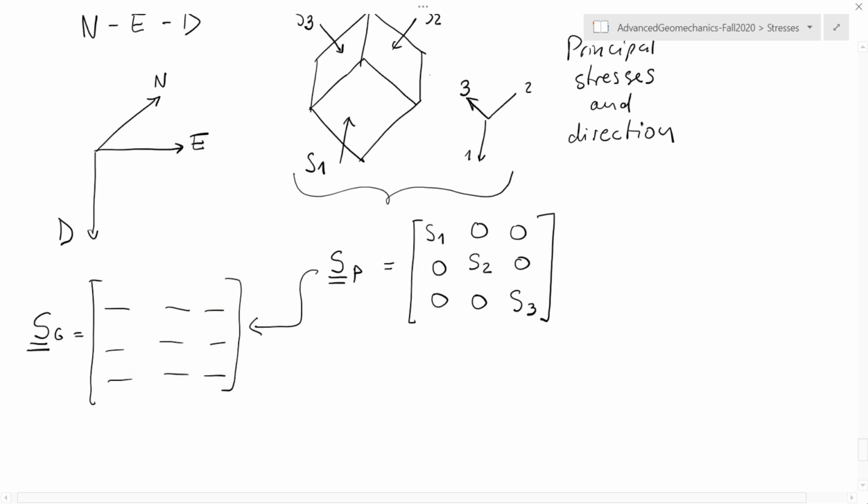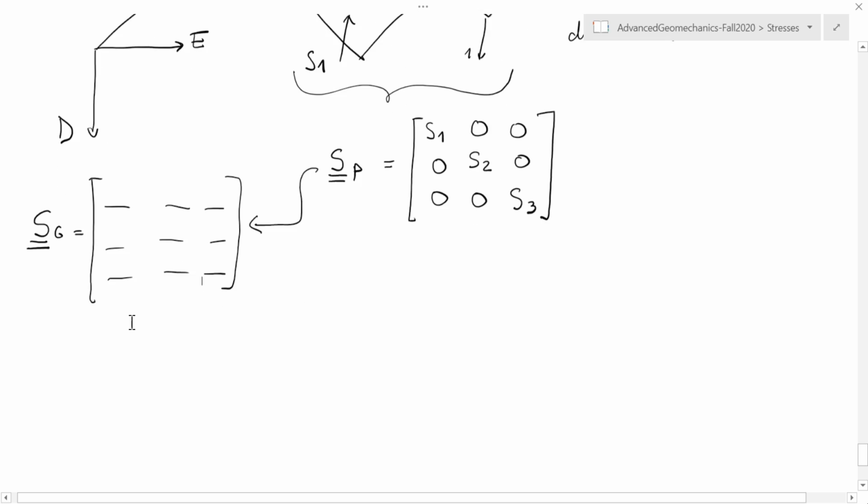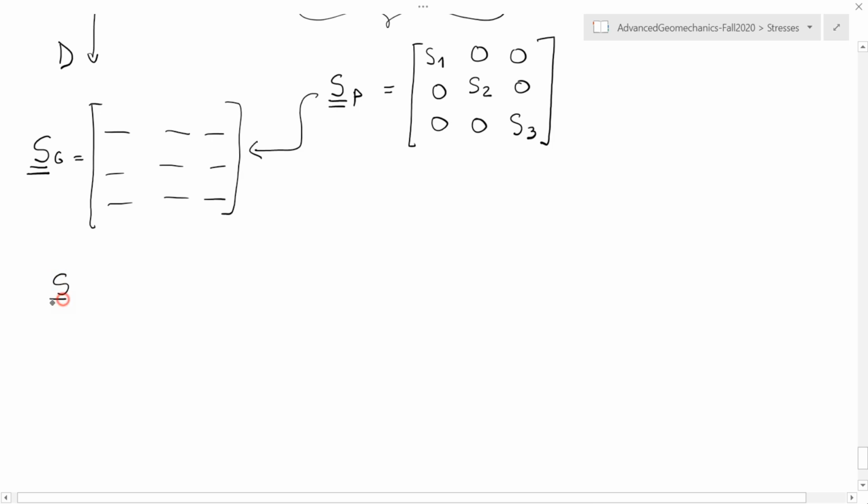And the equation that allows me to do that is the following. SG is going to be equal to a change of coordinate system matrix RPG transpose times the stress tensor with principal stresses, written in the coordinate system of principal directions, times again this matrix of change of coordinate system.